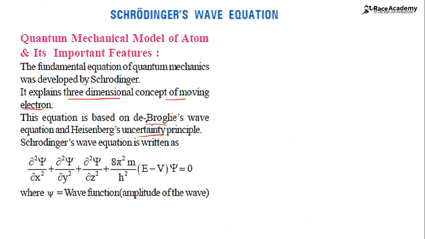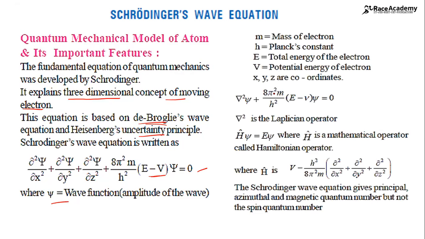Based on both de Broglie and Heisenberg, they developed this equation: dou square psi by dou x square, plus dou square psi by dou y square, plus dou square psi by dou z square, plus 8 pi square m by h square into e minus v into psi is equal to 0, where psi is the wave function, the amplitude of the wave, m is the mass of the electron, h is the Planck's constant, e is the total energy of the electron, and v is the potential energy of the electron. x, y, z are the Cartesian coordinates.